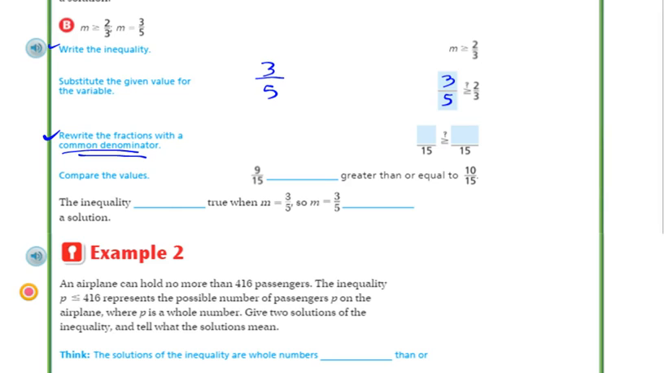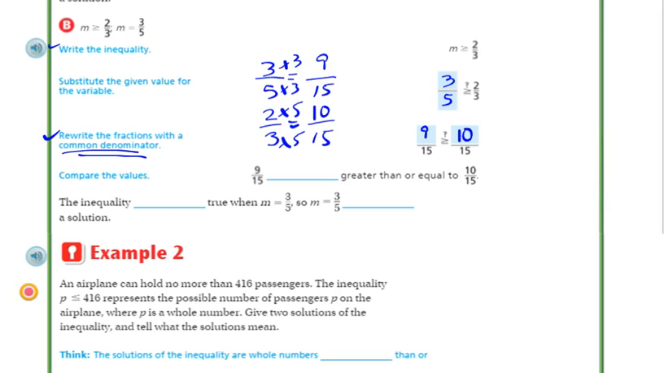So we see that we have a common denominator of 15, because both 3 and 5 go into 15. What I'm doing now is finding my equivalent fractions. So 2/3 multiplied by 5 gives me 10/15. I'm going to write that over here. And 3/5 multiplied by 3 gives me 9/15. I'm going to write that over here.